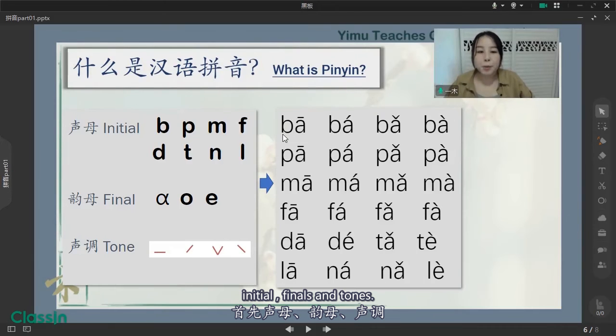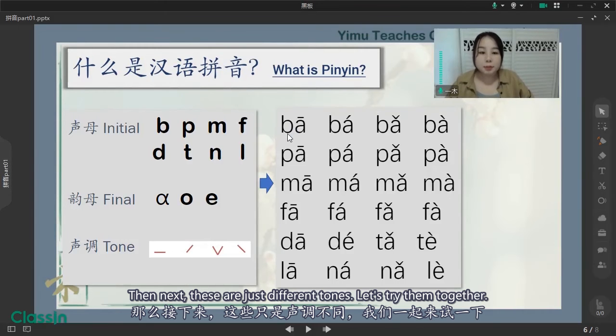Initial, b, o, final, and the tone. 一声 means the first tone. So, b, a, ba. Then next. These are just different tones. Let's try them together. Ba, ba, ba, ba.